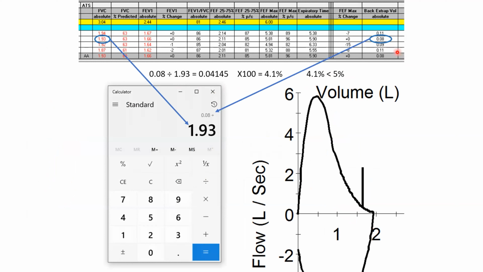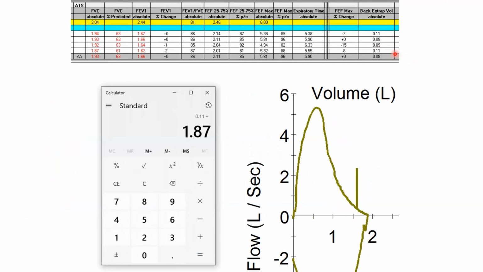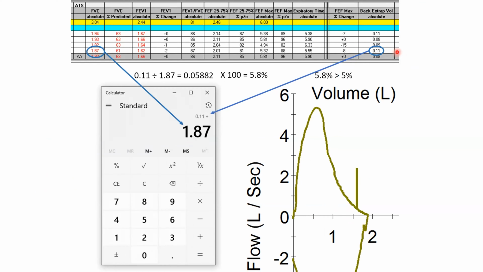From the same patient in the same testing session, we have an unacceptable maneuver, okay? The 0.11 divided by the 1.87 vital capacity is 5.8%, which is bigger than 5%. So this is an unacceptable maneuver. You would discard that.